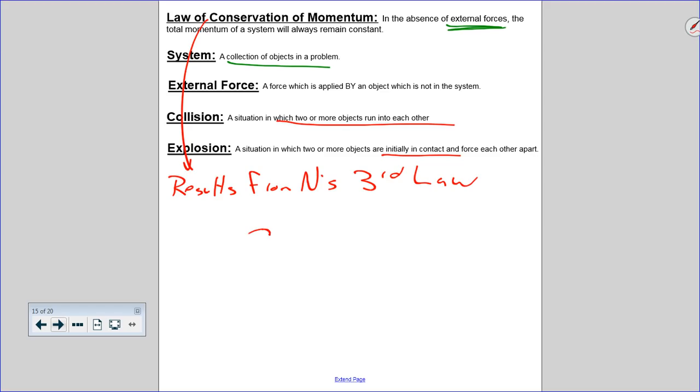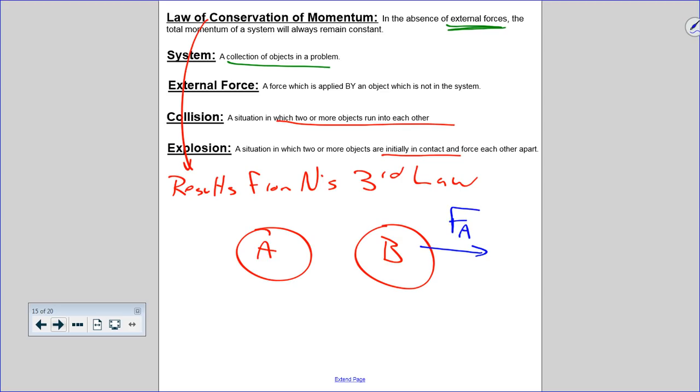Here's two objects, object A and object B, and they interact in some fashion. Maybe they're moving along and they bump into each other. Maybe they're next to each other and they push off of each other. But anytime they come into contact, they're going to exert forces on each other. Your action force might be the force of object A pushing object B, and your reaction force might be the force of object B pushing object A.